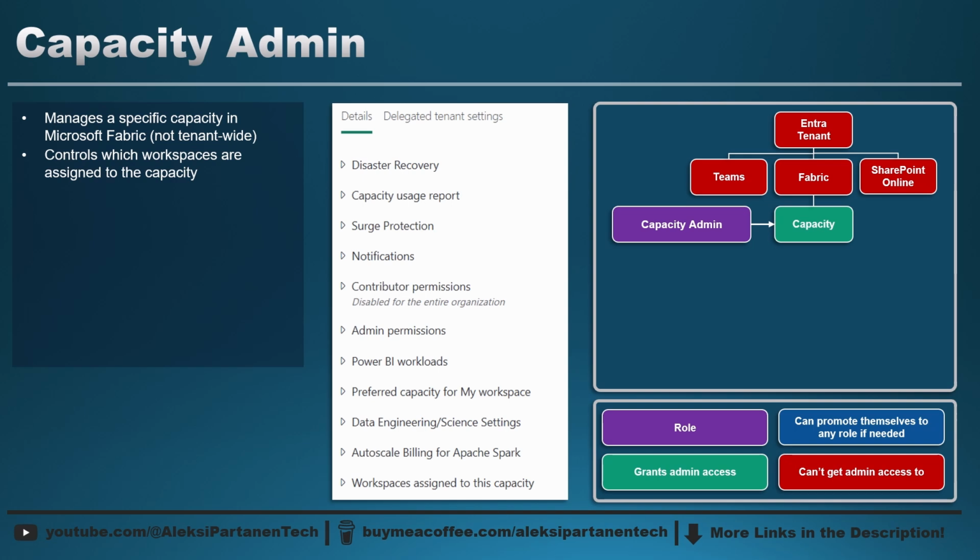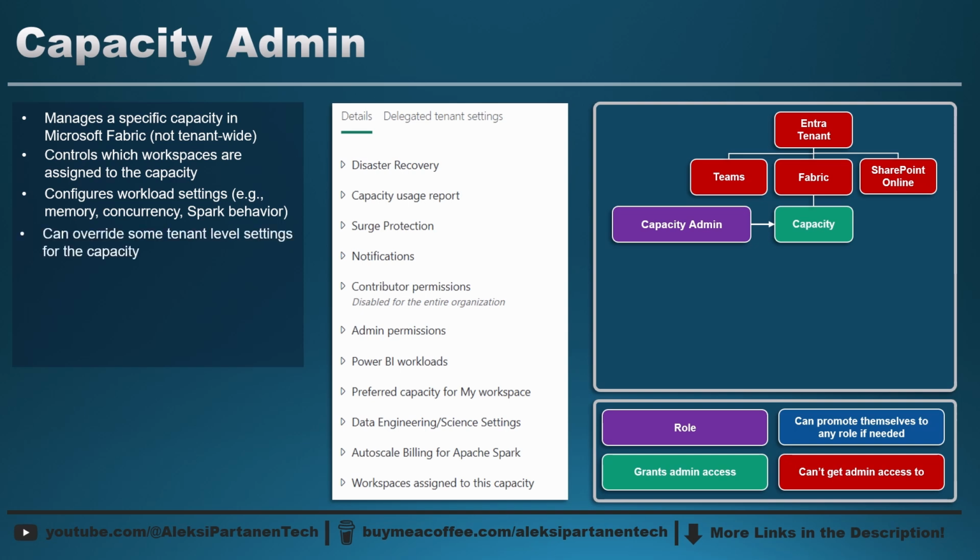They can also configure workload settings such as Spark behavior. This allows fine-tuning how different data workloads run on shared capacity. Also, capacity admins can even override some tenant-level settings, but only within the boundaries of their capacity. This is helpful when different departments or regions have slightly different needs. This role can be assigned from the Fabric admin portal or from Azure, if the capacity is managed through Azure resources.